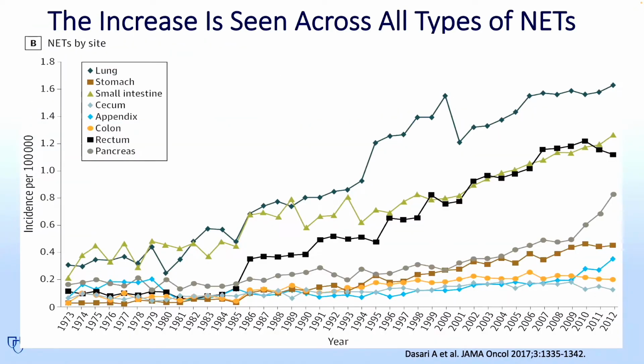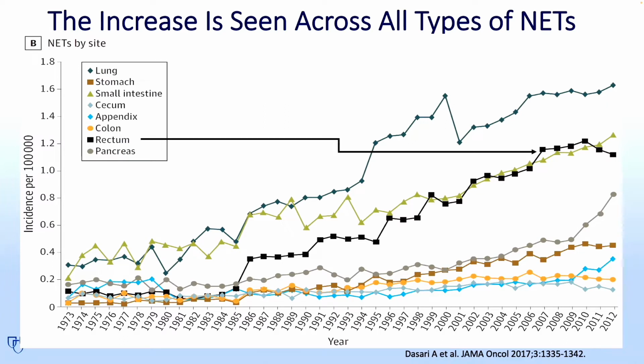And we see this across all types of NETs. These are similar incidence curves, going back to 1973 up to 2012. We look at the lungs, more lung NETs. Small bowel, more of them. You can see that green curve there. We look at the rectum, more of that.